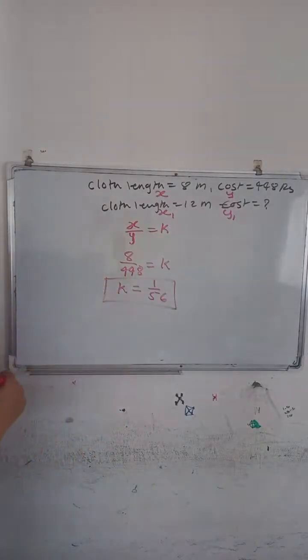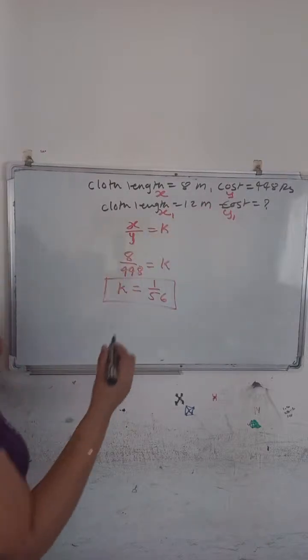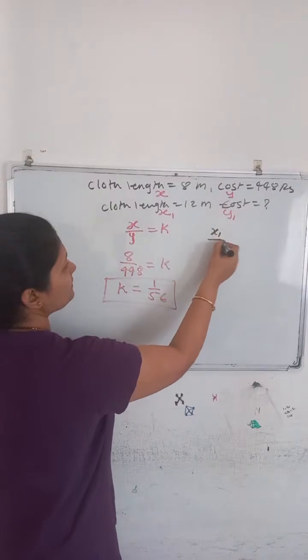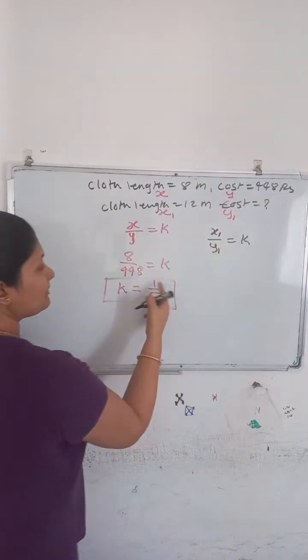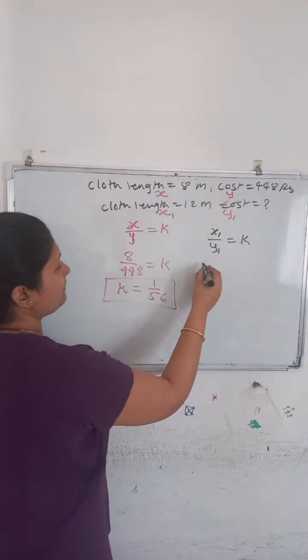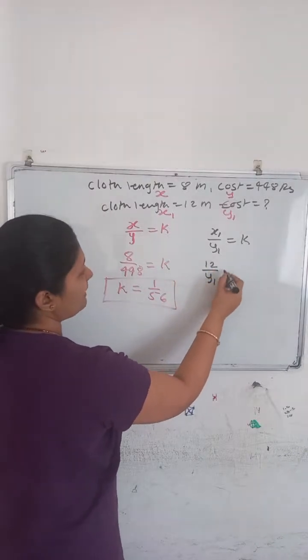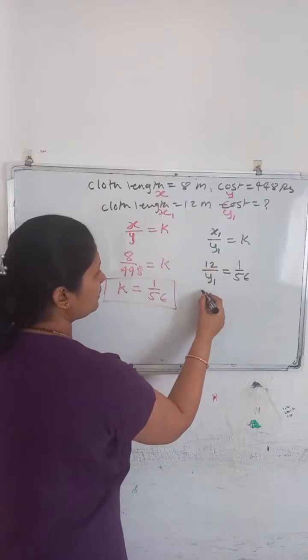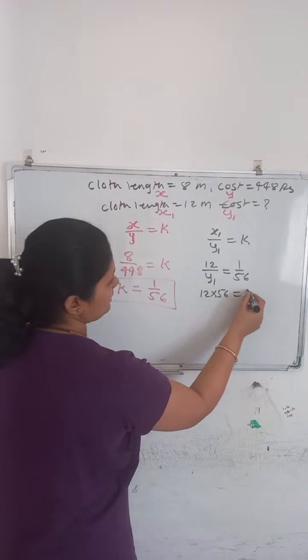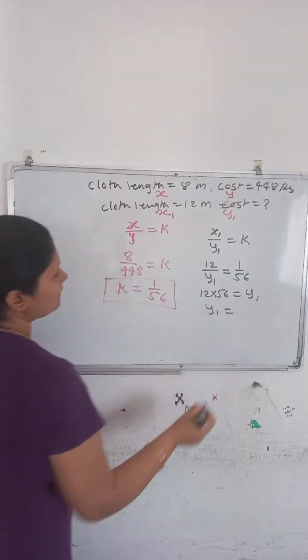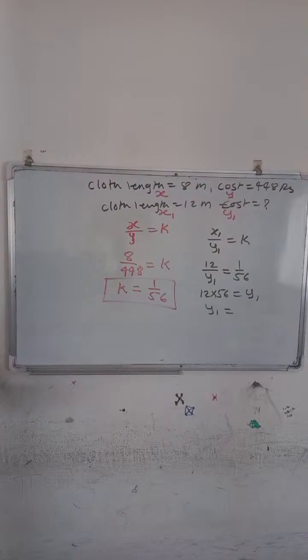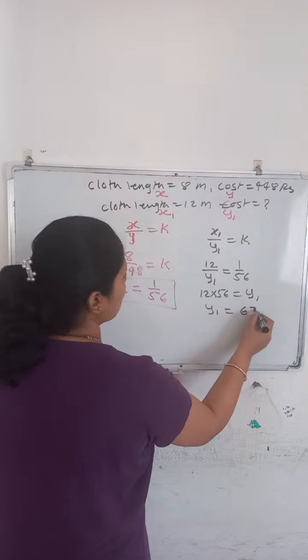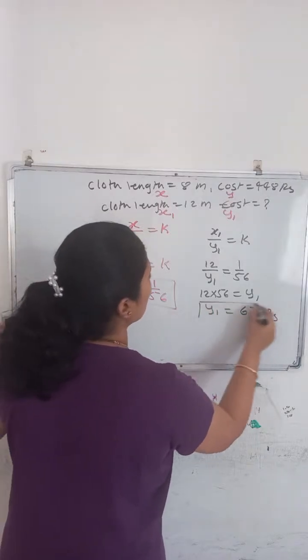This is a constant value. But I am not interested in k. I want the cost. Now in the second case, x1 by y1 is equal to k. This k will remain the same everywhere. So here 12 by y1 is equal to 1 by 56. Now take a cross multiplication. So 12 into 56 is equal to y1. So y1 I will get as 672 rupees. This is the answer.